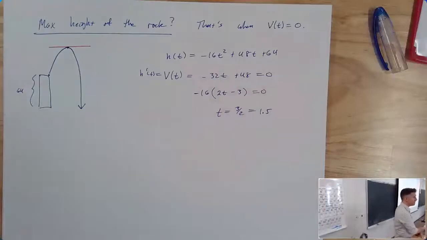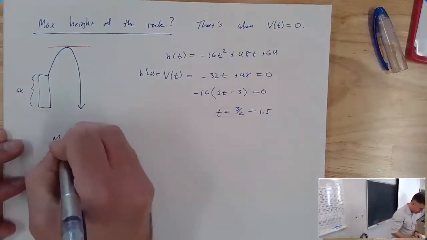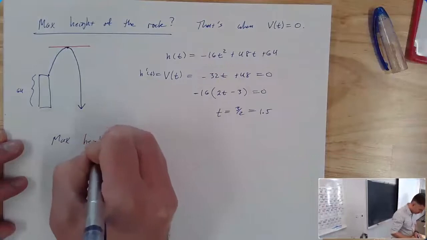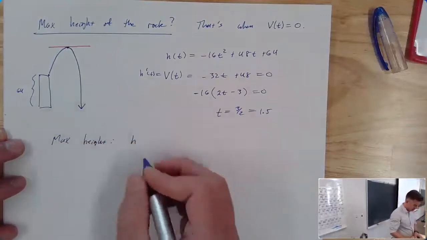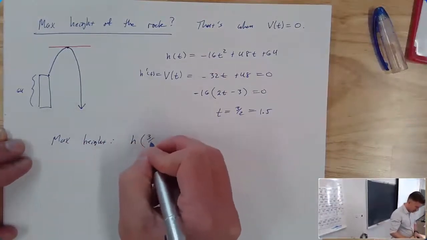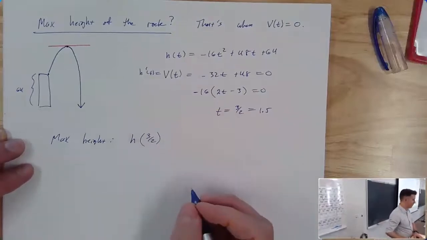Now that doesn't answer the question, right? The question wasn't what time is it when the rock reaches the maximum height. The question was, what is the maximum height of the rock? So now that we know when the maximum height occurs, we have to take that number and plug it back into the height equation to find what the maximum height actually is. So the maximum height is going to be the height function evaluated at 1.5 seconds. And I prefer to use a fraction.